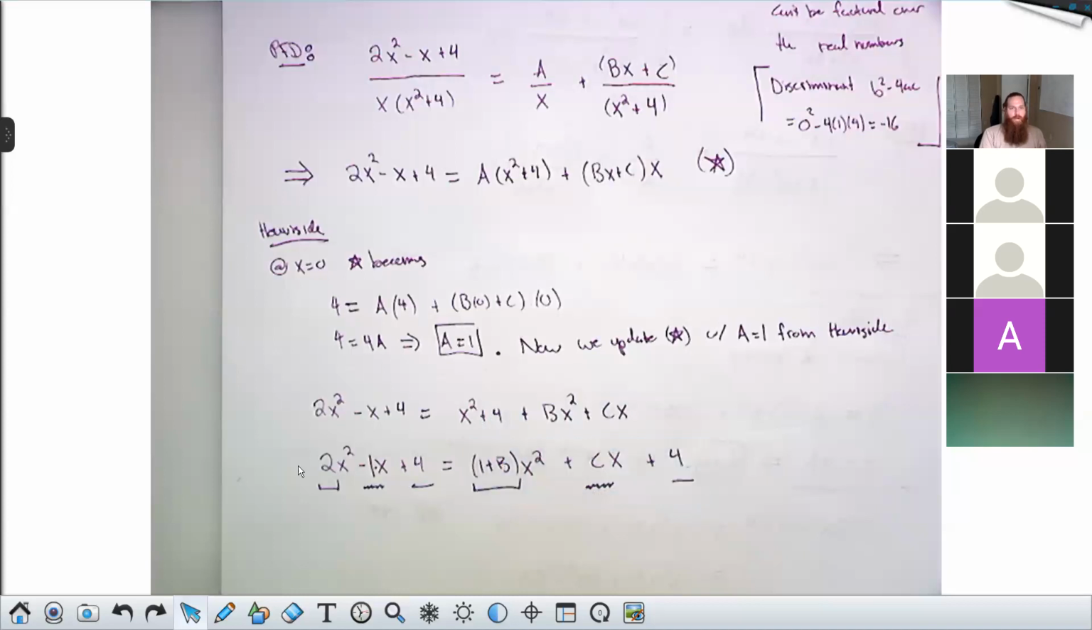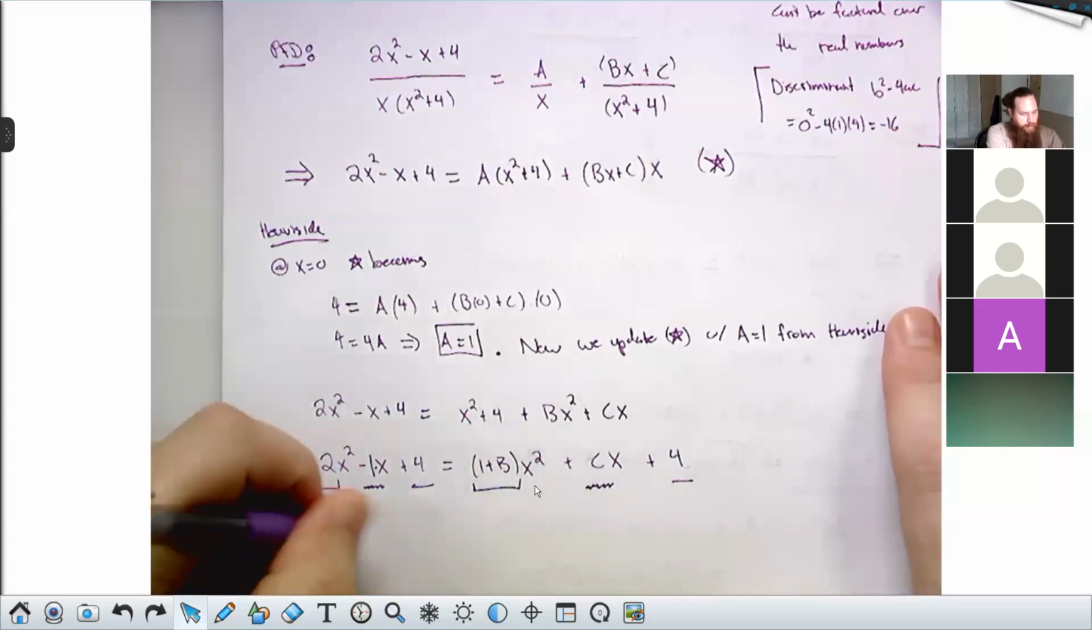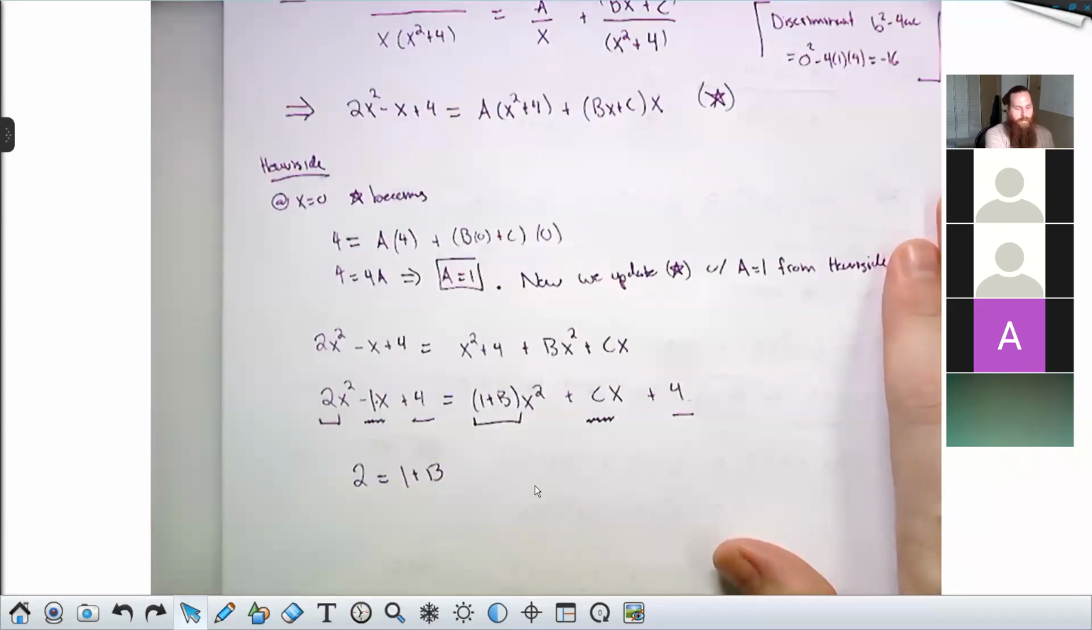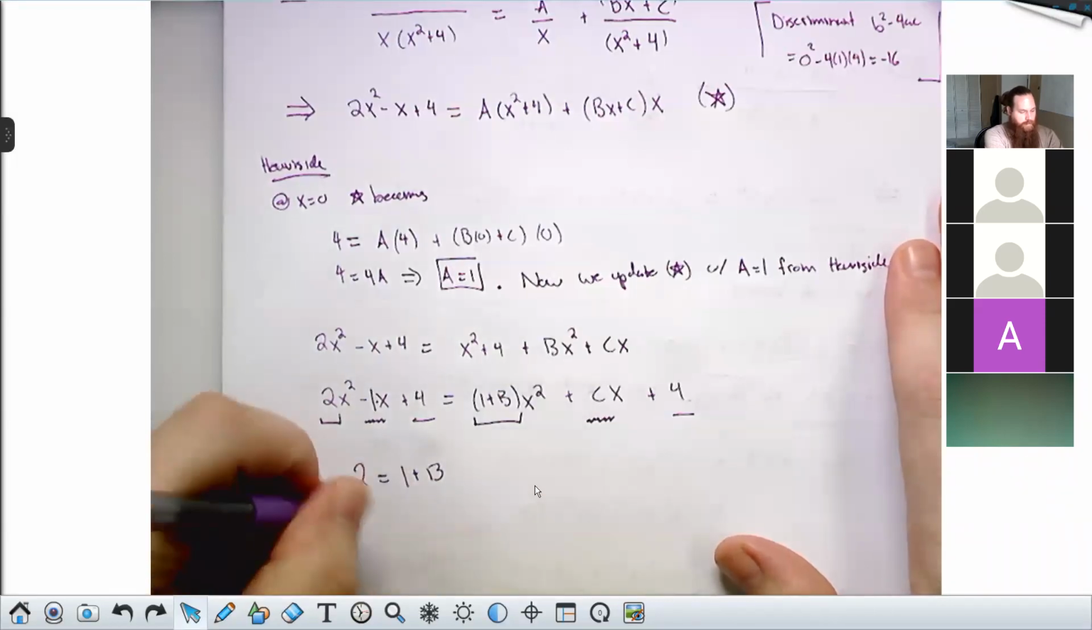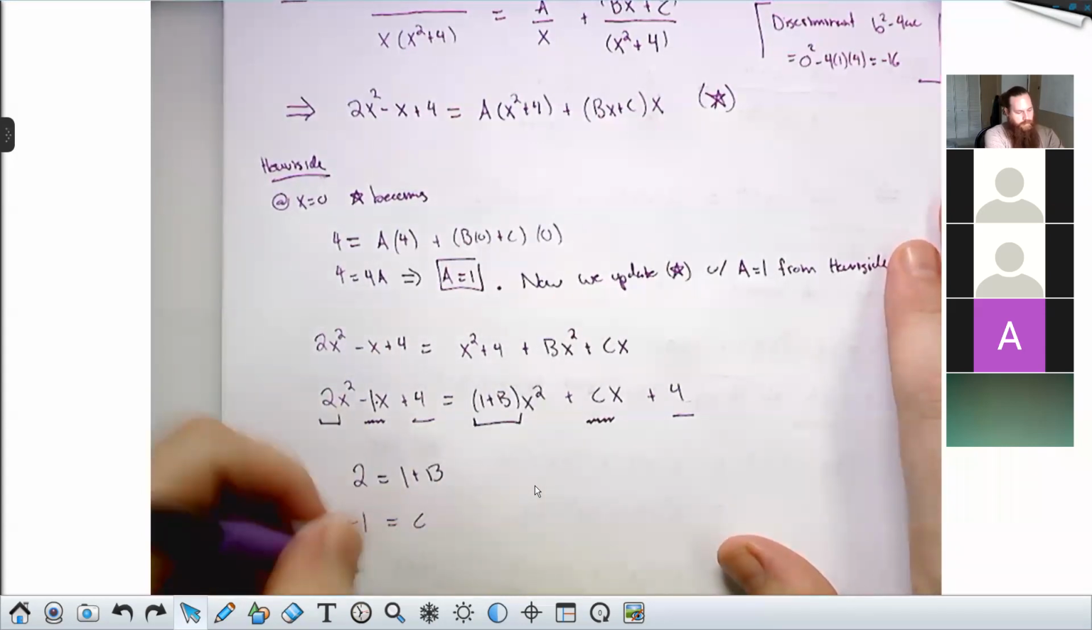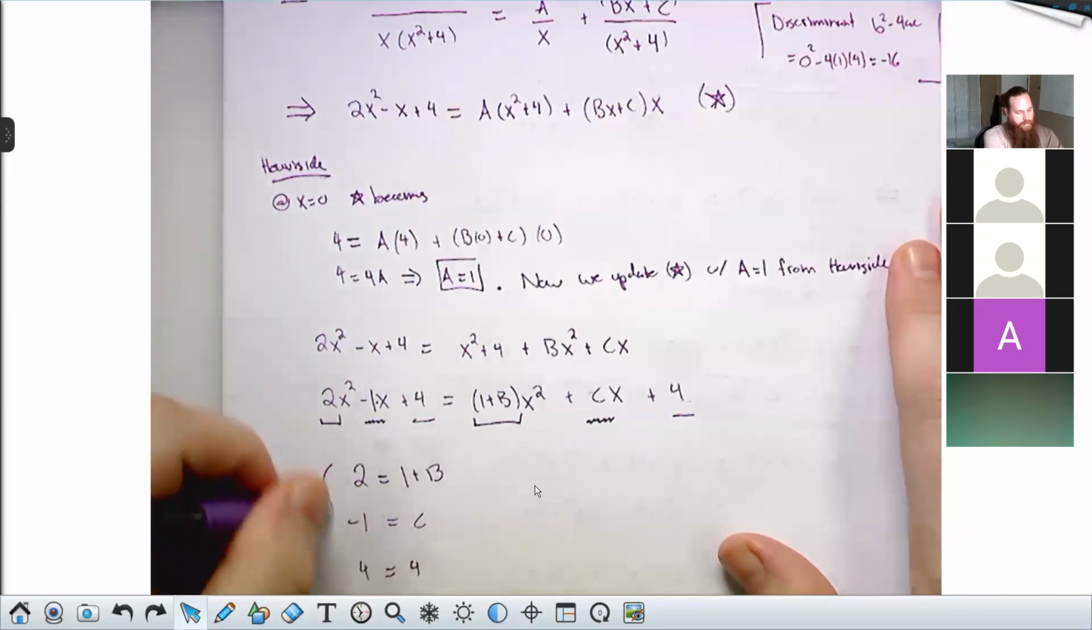Okay, cool. And then over here, 2x squared is 2x squared. Negative x is the same as negative 1 times x. So I'm just writing it that way to help me see the coefficient. And 4 is 4. So now I can set the coefficients of x squared equal to each other, right? 2x squared, 1 plus b x squared. Okay, then 1 plus b has to be equal to 2. Negative 1 times x, cx. Okay, so negative 1 has to be equal to c. And then constants have to equal each other. So 4 is equal to 4. That's not super exciting, but it is nevertheless true.